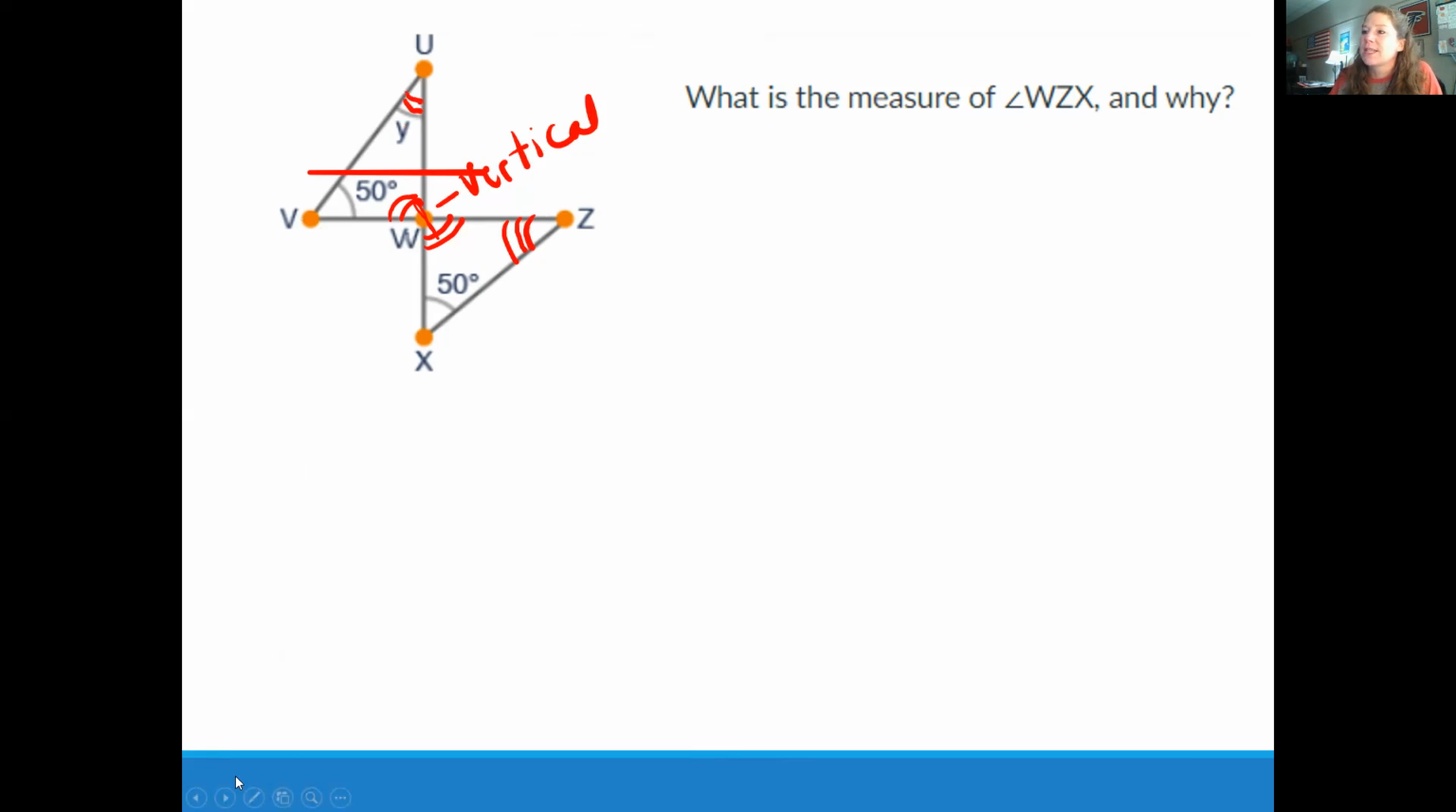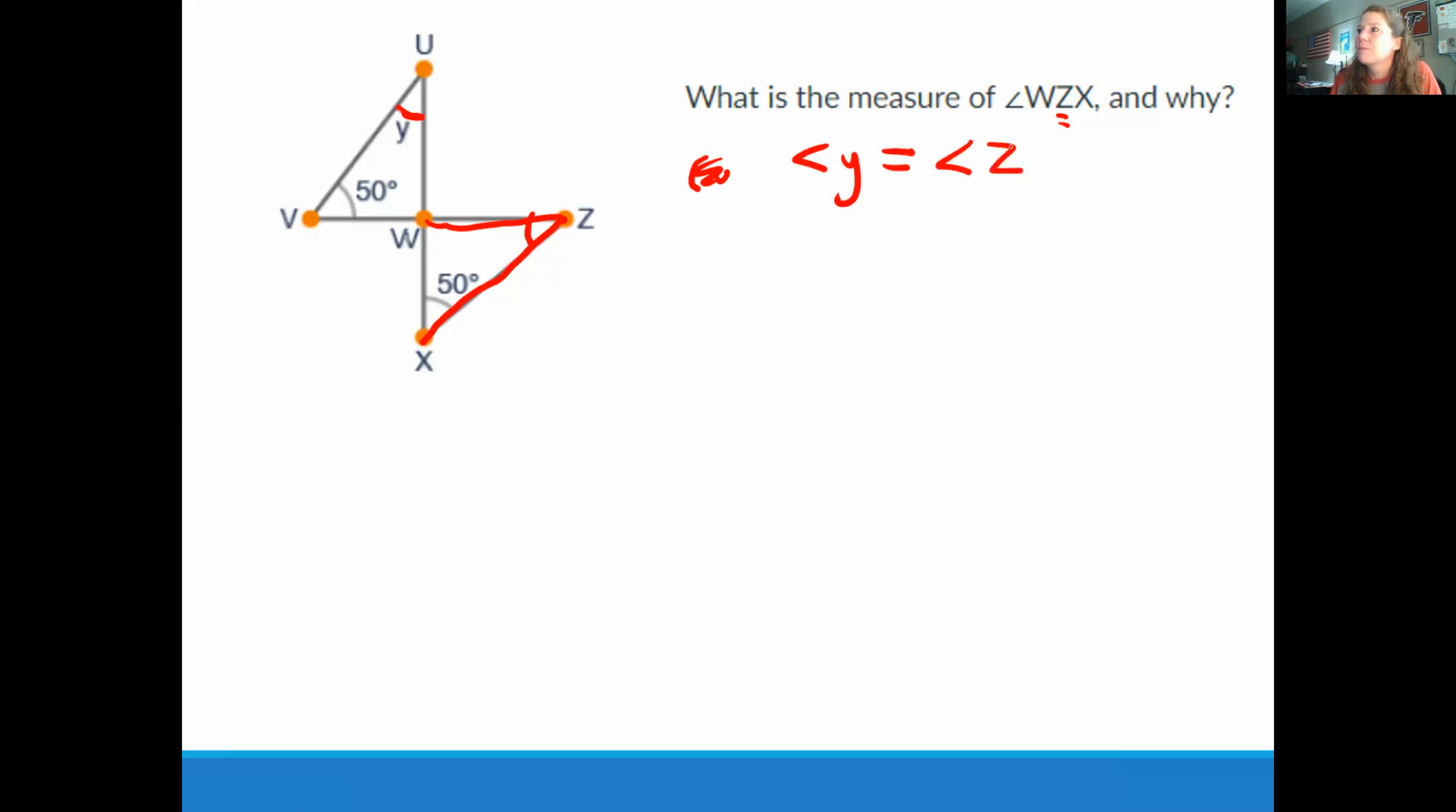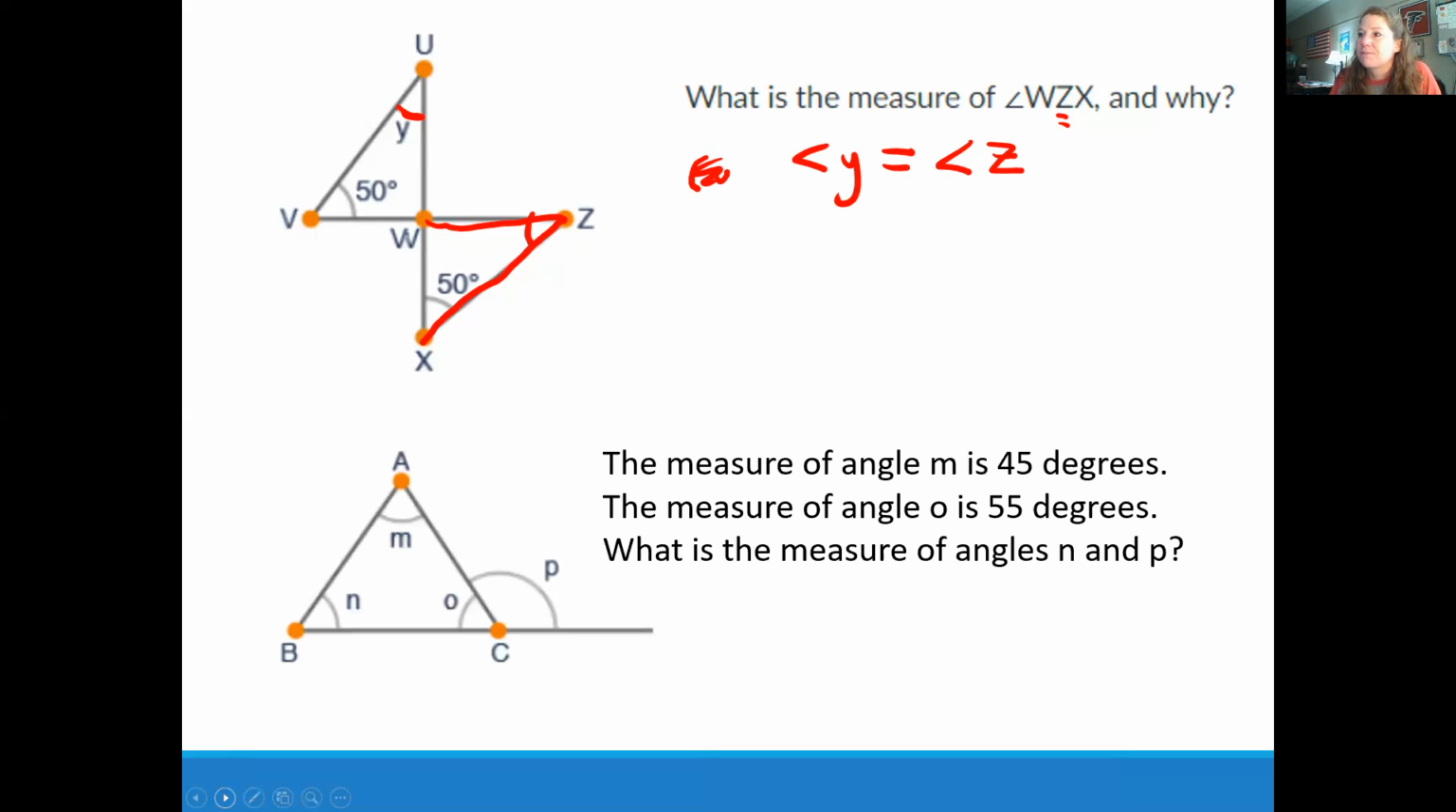So the question is, what is the measurement of WZX? Whatever that middle letter is, that's what it's asking you. It's asking you for angle Z. Well, angle Z is exactly the same as angle Y. Angle Y is equal to angle Z, because those angles at W are vertical and equal. 50 degrees is equal, which makes U and V both have to equal the same number of degrees.